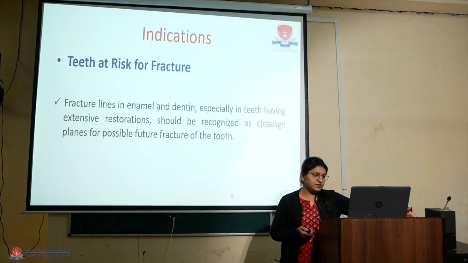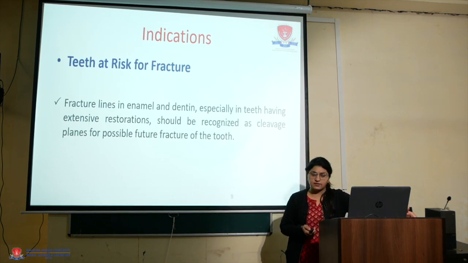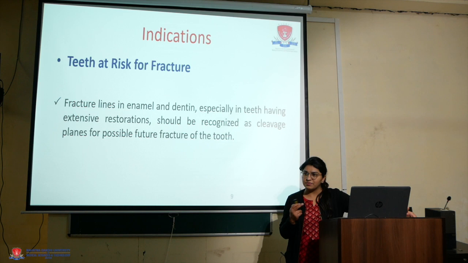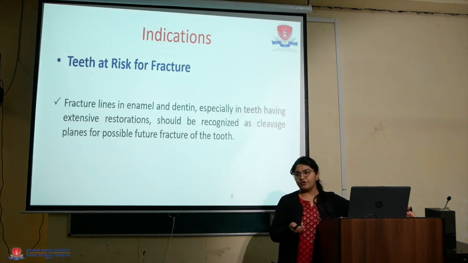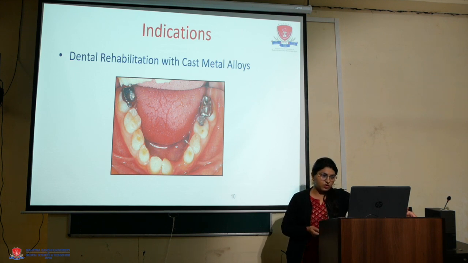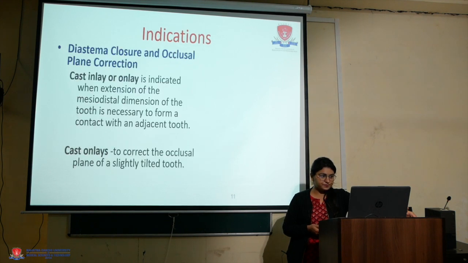Then teeth which are at risk for fracture. In cases where there are fracture lines you can see in enamel or dentine, it is better as a preventive measure to provide some kind of indirect restoration so that the strength of the tooth is maintained and the tooth can be kept in the oral cavity for a longer duration. Then dental rehabilitation with cast metal alloys. Here you can see that rehabilitation is done using these cast metal alloys.